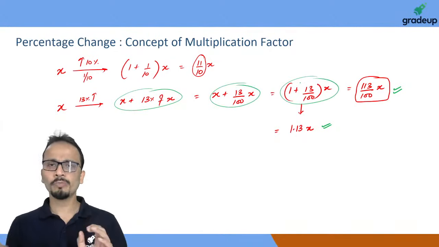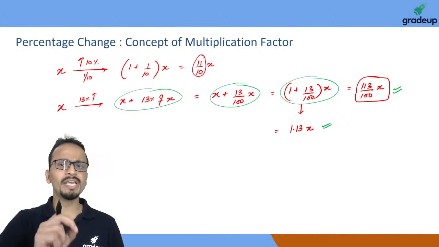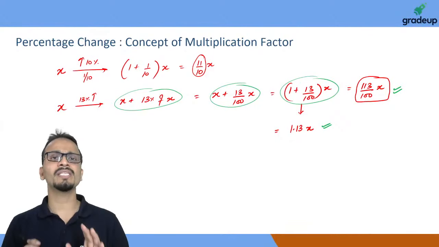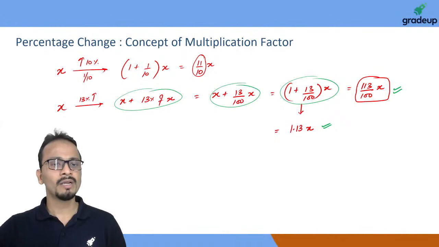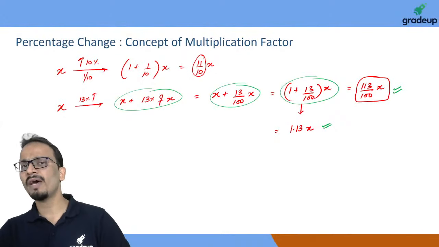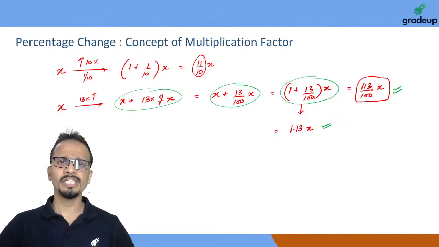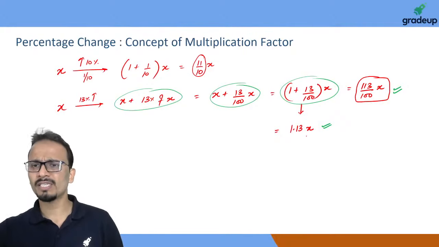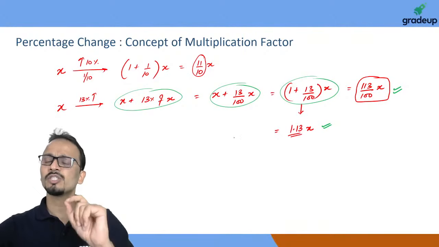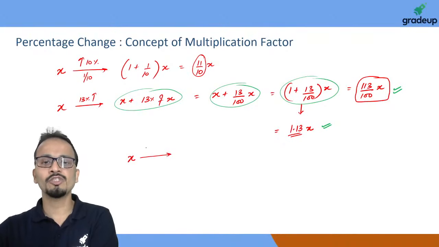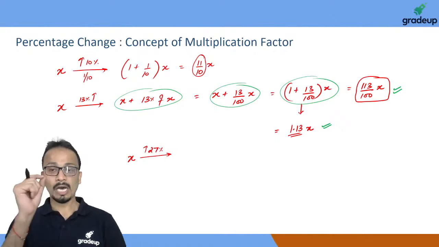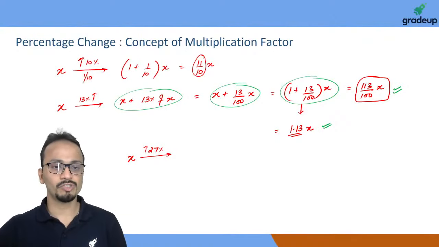Now in both cases you have to eliminate these intermediate steps. You should practice so that you'll be able to write the final value in a single step. Let's take some more examples where I'll write the final value in terms of the initial value, and this factor will not be a fraction, this will be a decimal. So x when increased by 27 percentage.